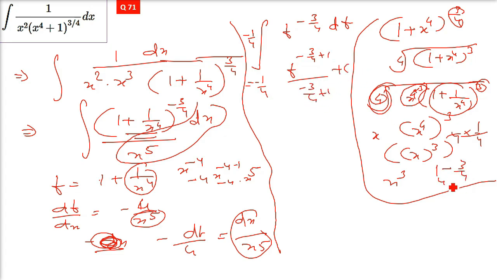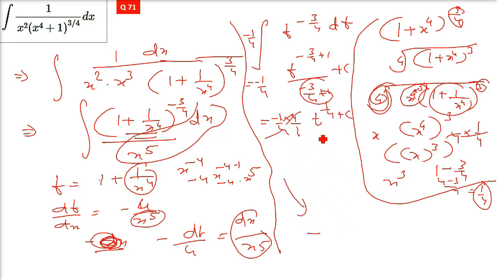What is 1 minus 3/4? It's 1/4. So 1/4 in the denominator goes up, because negative 1/4 is already there. This goes up as 4/1, so only the negative will remain. Other things will cancel out. What is in the numerator? It's t to the power 1/4 plus constant of integration.